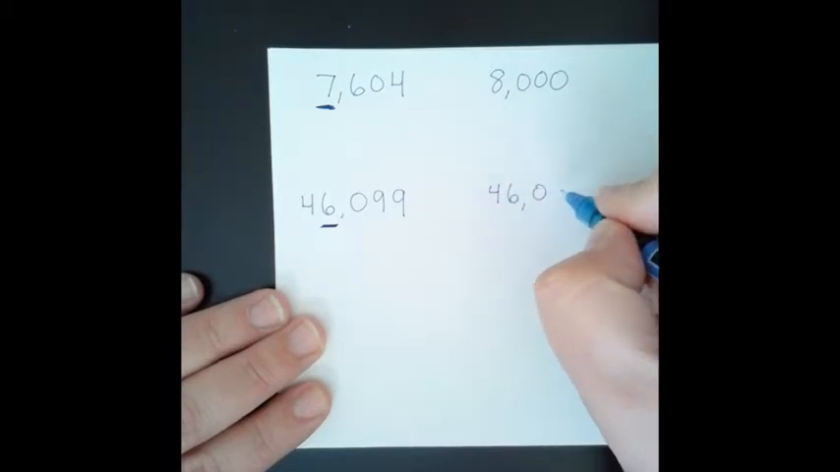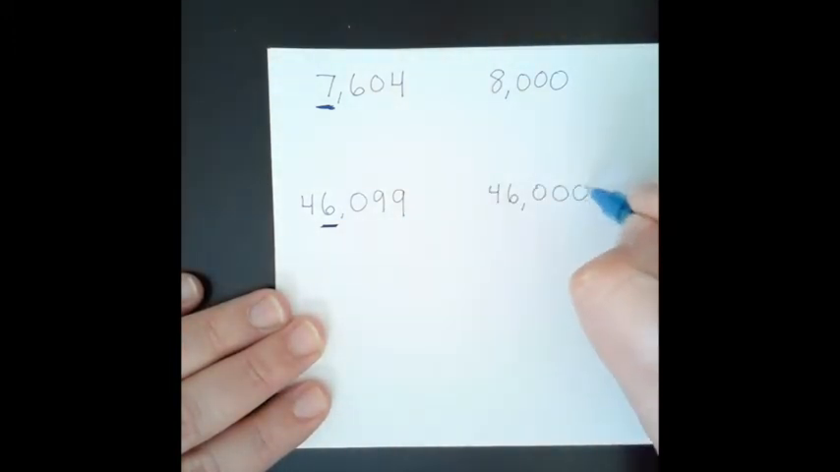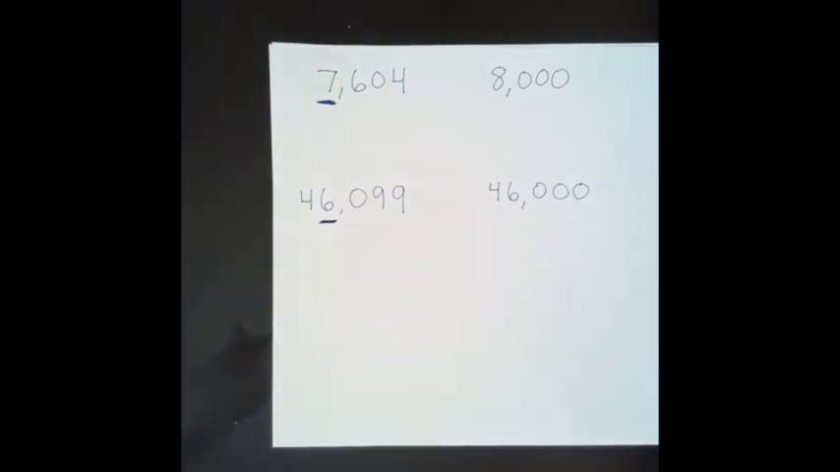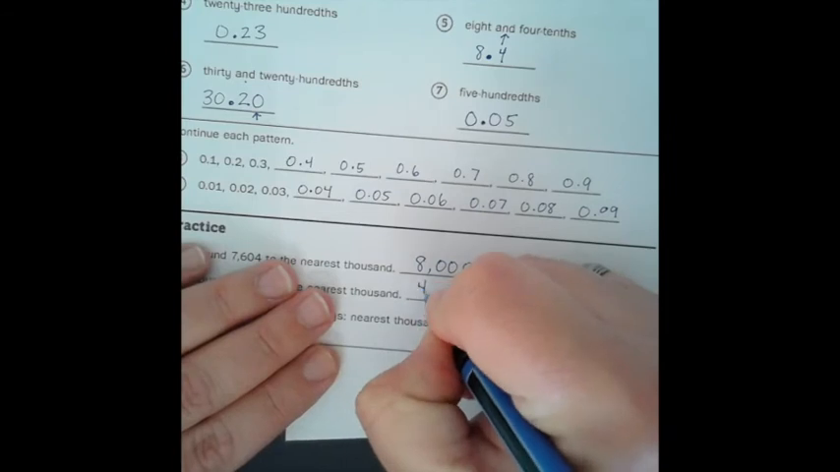So that 0 becomes a 0. This 9 becomes a 0. And that 9 becomes a 0. So our answer for that is 46,000. So I'm going to transfer my answer over. 46,000.